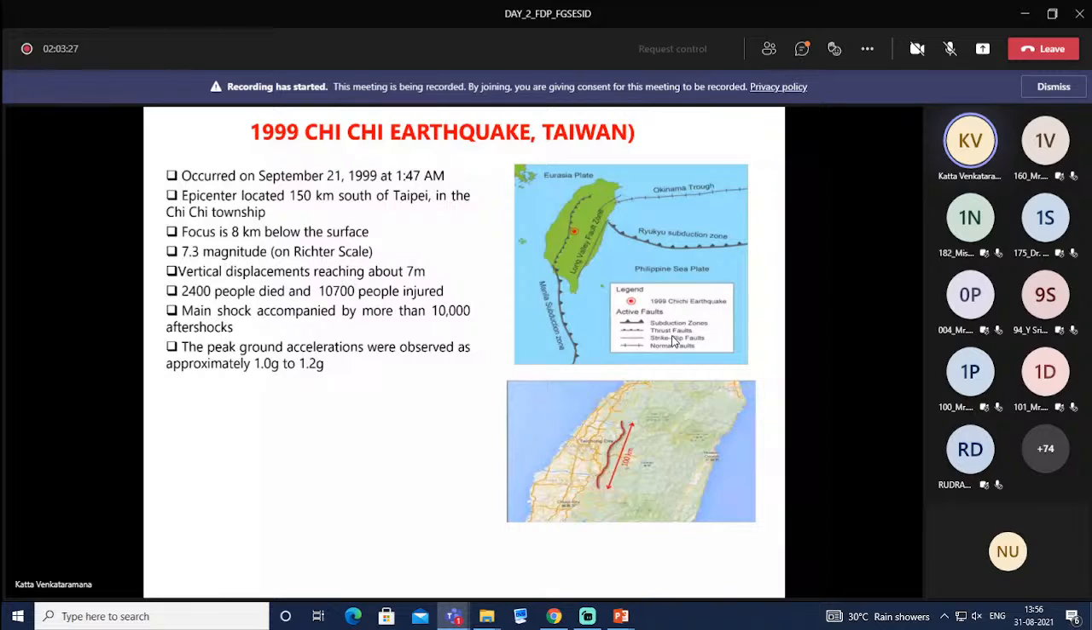This is the 1999 Chichi earthquake that happened on September 21, 1999. It was a shallow focus earthquake, only 8 kilometers focal depth, so large scale damage happened here. Magnitude 7.3, vertical displacements reaching about 7 meters. 2,400 people died and 10,700 people were injured. The main shock was accompanied by more than 10,000 aftershocks. And the peak ground acceleration was 1 to 1.2 G.